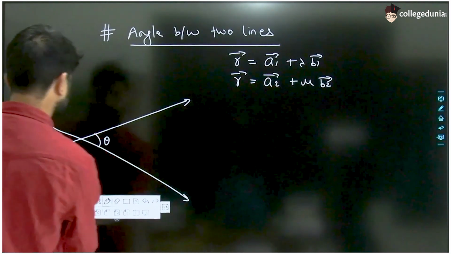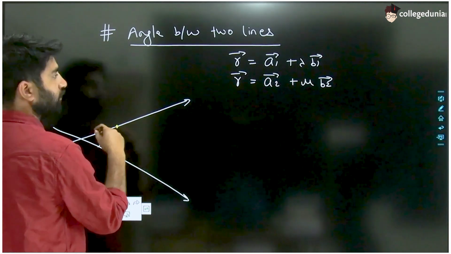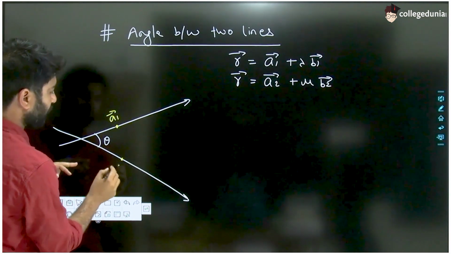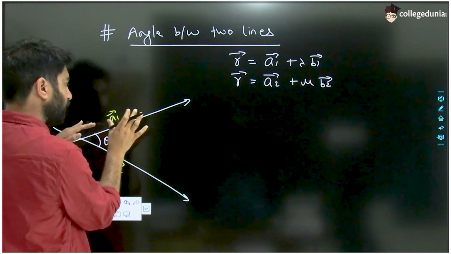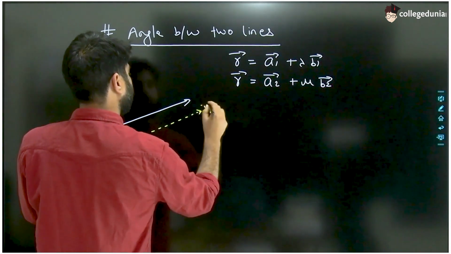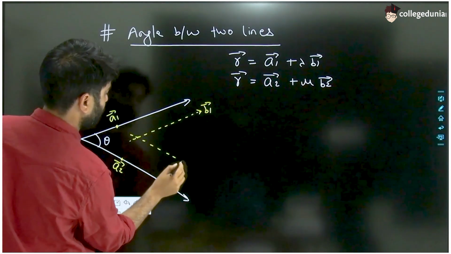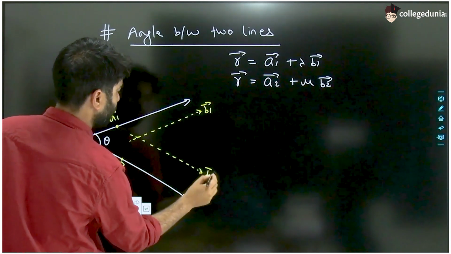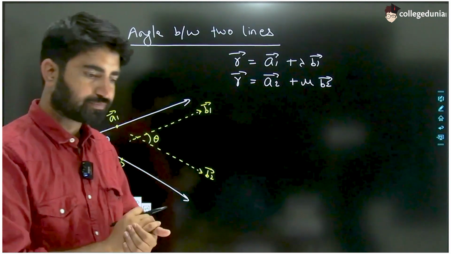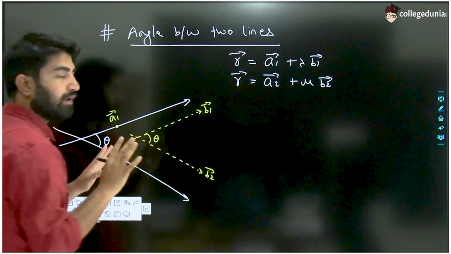Okay, this first line is passing through the point with position vector a1, and the second line is passing through the point with position vector a2. Suppose the first line is parallel to vector b1 and the second line is parallel to vector b2, and the angle between these two lines is theta. So guys, the angle between these two lines and the angle between these two parallel vectors will be the same.